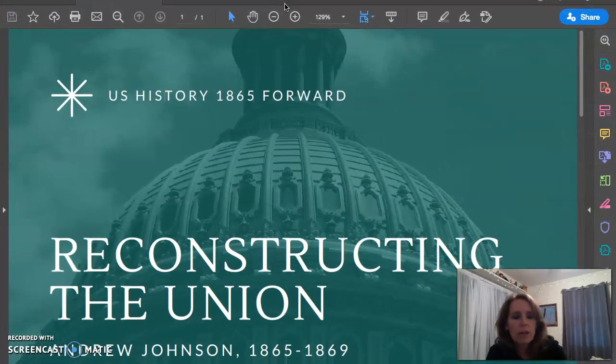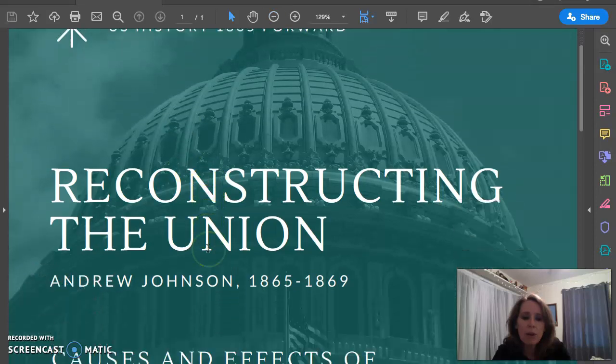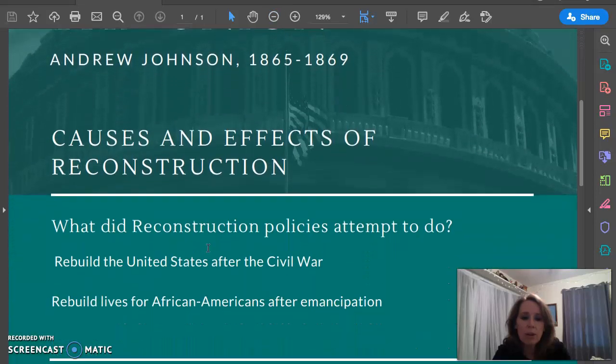Hi, everybody. This is our first lesson in U.S. History, 1865 all the way up to hopefully the 2000s. And today we're going to be talking about reconstructing the Union, and our president that we're going to be discussing today is Andrew Johnson. So first we want to start out with our learning targets.